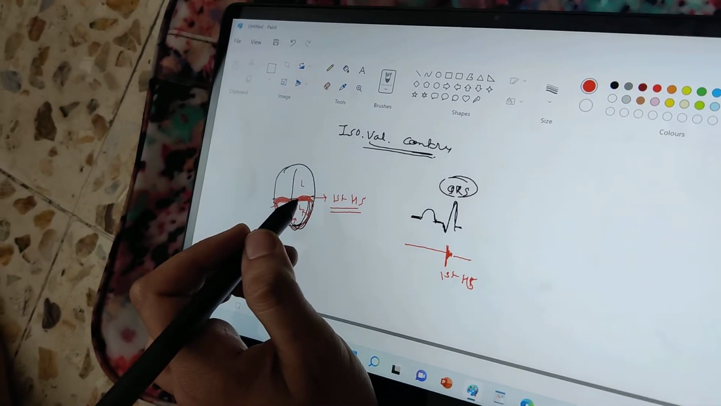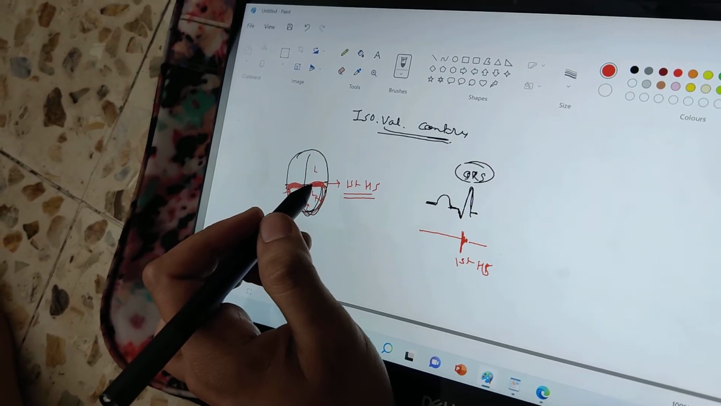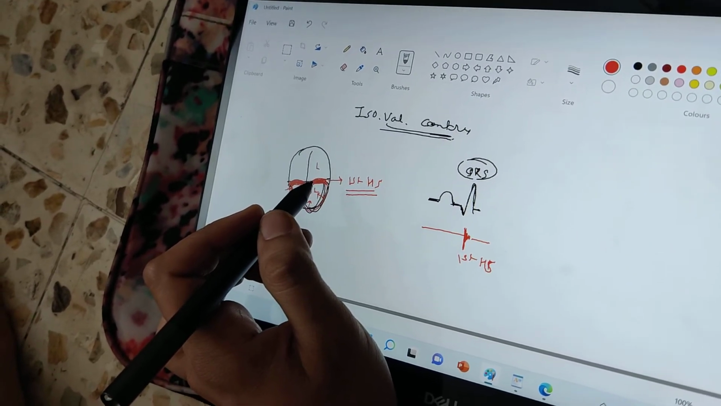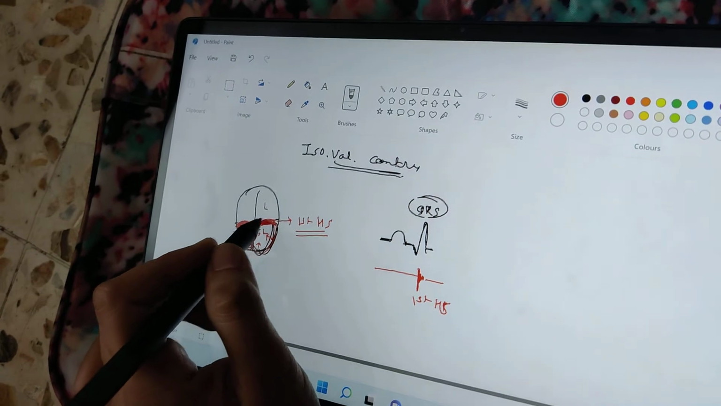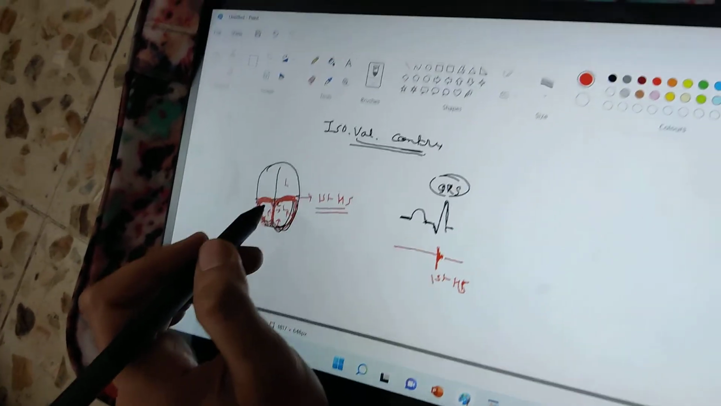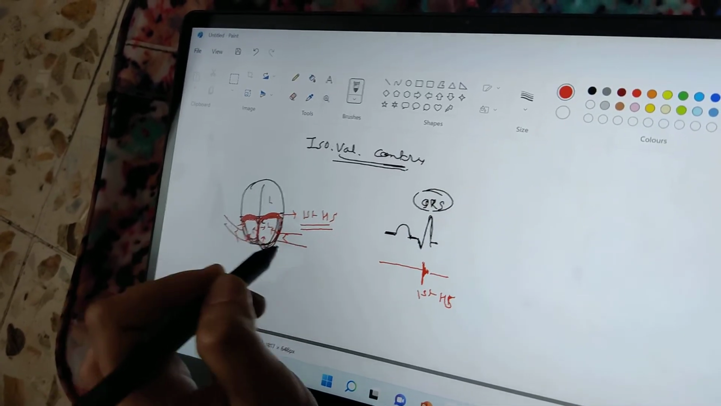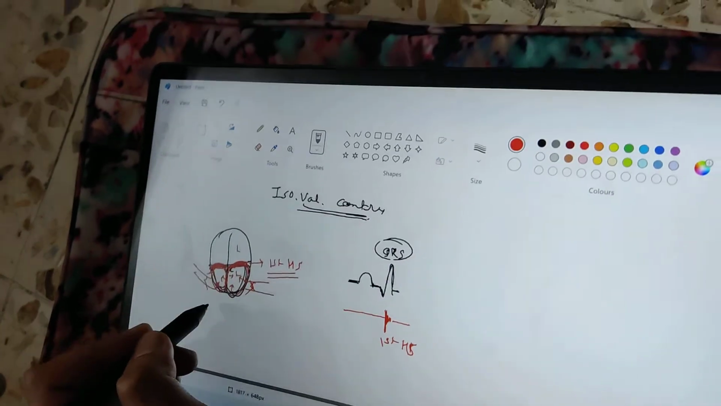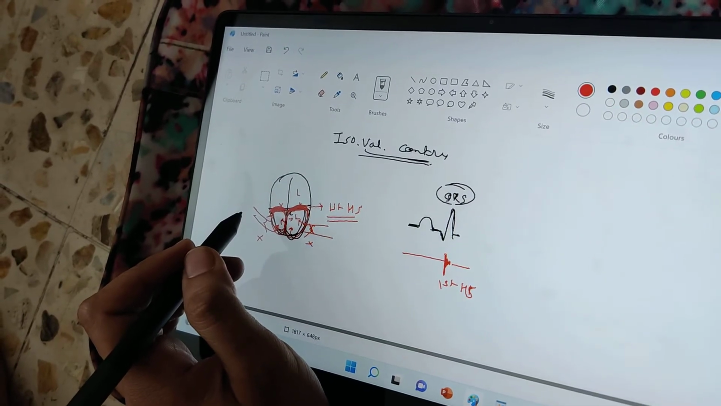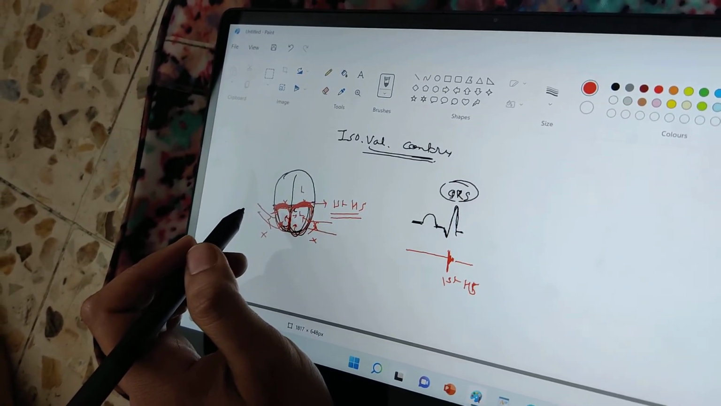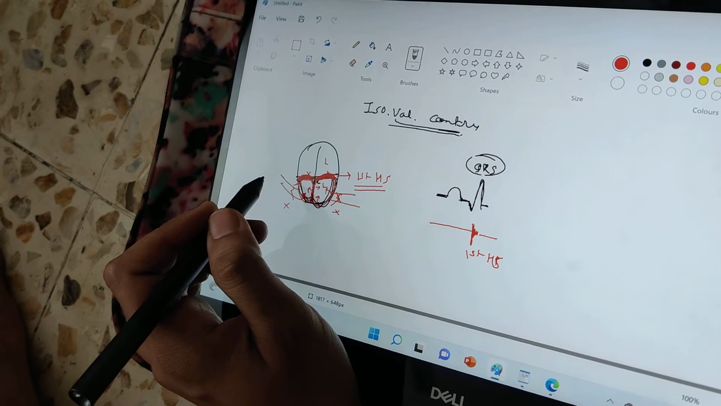For a short period, as the force is developing, both the atrioventricular and the semilunar valves are closed, as the ventricular pressure is still less than the pulmonary artery and aorta pressure.